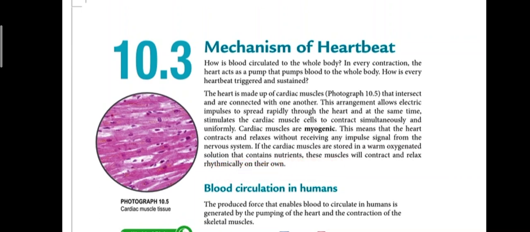Okay, blood circulation in humans. The force that enables blood to circulate in humans is generated by the pumping of the heart and the contractions of skeletal muscle. So, kena ingat, peredaran darah kita ini adalah disebabkan oleh pumping of our heart and also the contractions of our skeletal muscle.